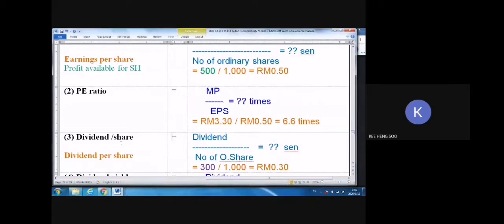Even though you got profit 500, you pay dividend only 300. The other 200 you keep for the future payment.